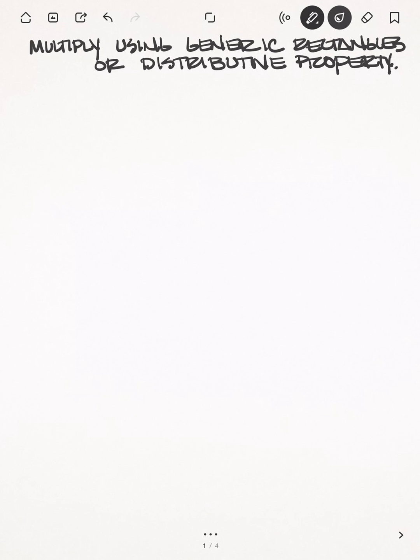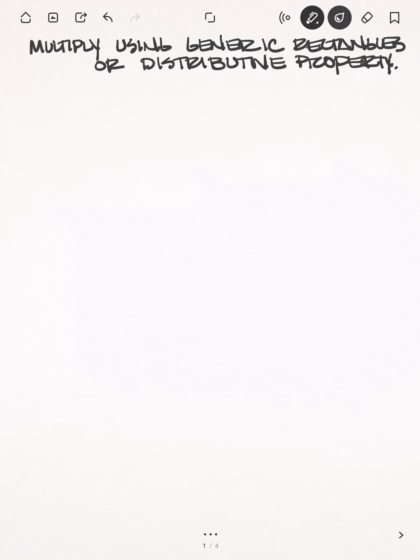Today we're going to review how to multiply using generic rectangles or the distributive property. The first two examples I will work with generic rectangles and the distributive property, and after that, we're going to stick with the distributive property. If you would prefer to use generic rectangles the whole time, you are more than welcome to do that. All right, let's get started.